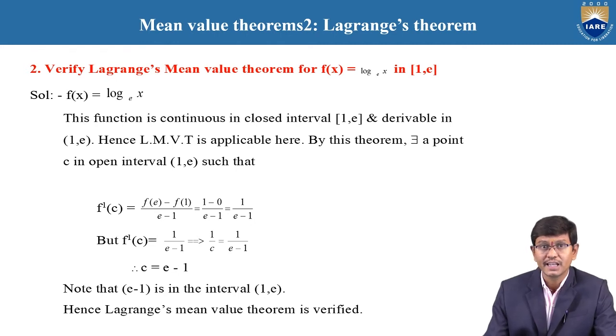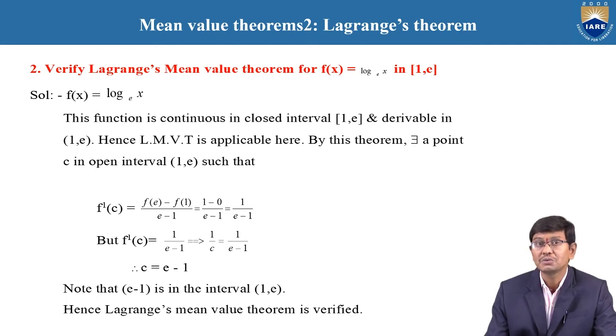Similarly, the function is derivable. The derivative also exists. Why? Because for the log function the derivative is 1 by x, and here 1 by x is also satisfied, as it lies in between the given points 1 comma e. Therefore, the derivative exists. Therefore, Lagrange's mean value theorem is applicable for the first condition and second condition.